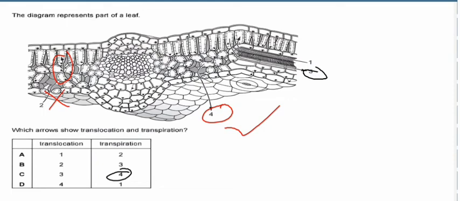By 3. Because these cells here on top are representing the palisade cells. And in the palisade cells, that is where the process of photosynthesis occurs. So once it occurs, glucose is going to be produced, and once it is produced, it is going to be transported in the form of sucrose and stored to other organs, like the roots.